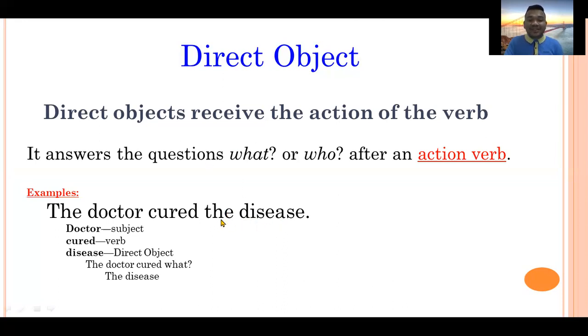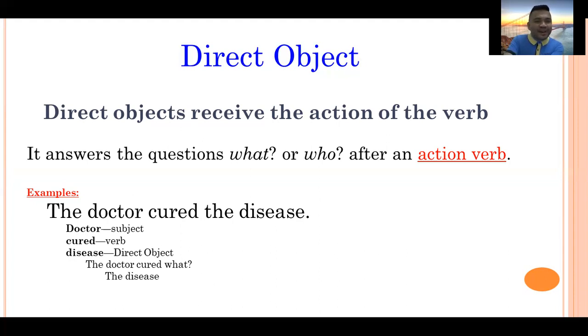Now the disease here is the direct object because it answers the question what and it follows after the verb. Great job. So we have here the doctor is the subject, cured is the verb, and the disease here is the direct object. Now, like in mathematics, we have formulas. Also in English, we need to internalize that we also have a formula.